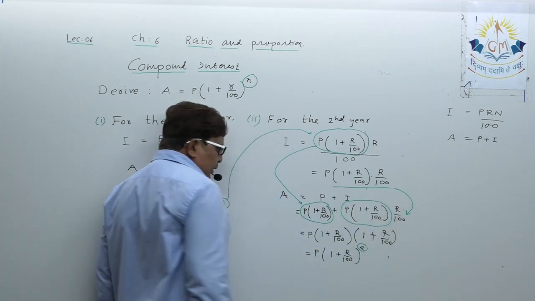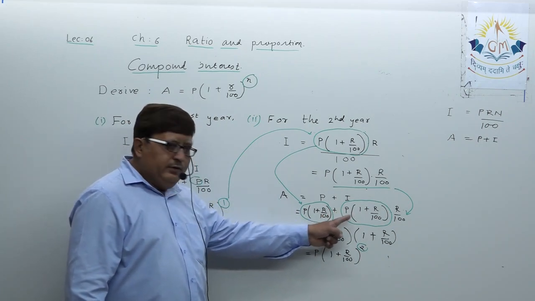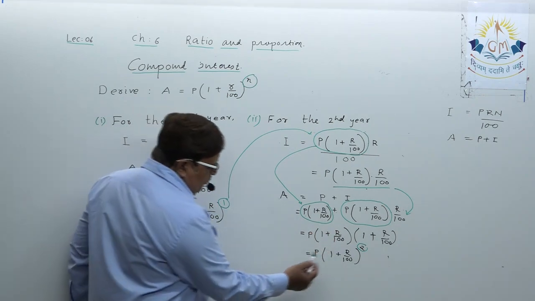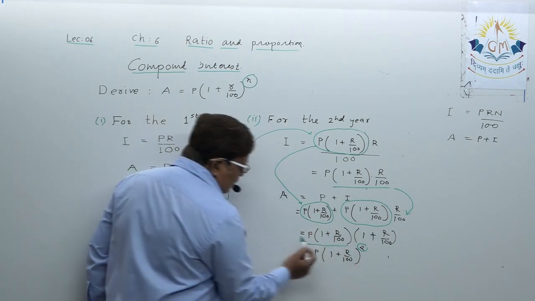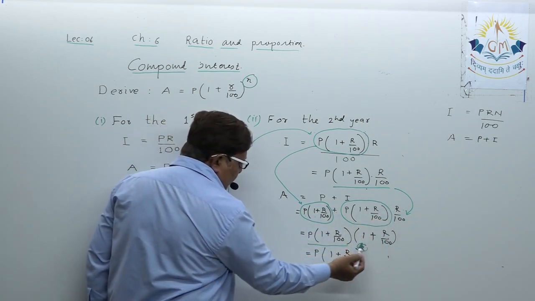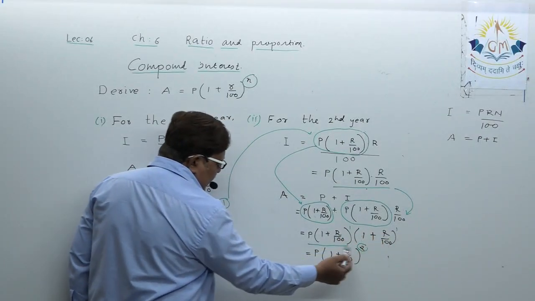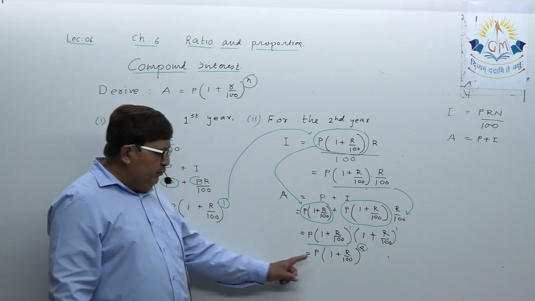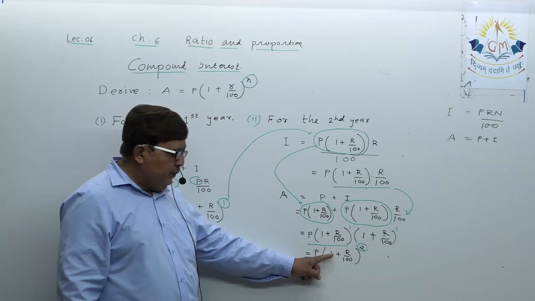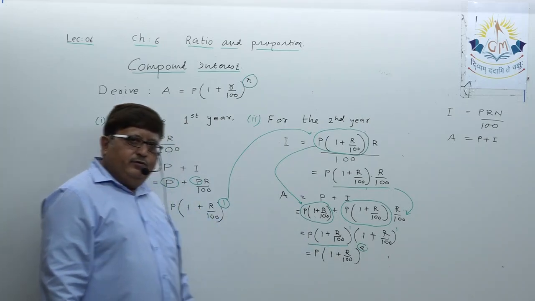P into bracket 1 plus R upon 100. So that is taken out as common, dear student. So here what is left? 1, and here R upon 100. The similar base, power 1 added to 1 becomes 2. So what is the amount you got? P into bracket 1 plus R upon 100 raised to 2.